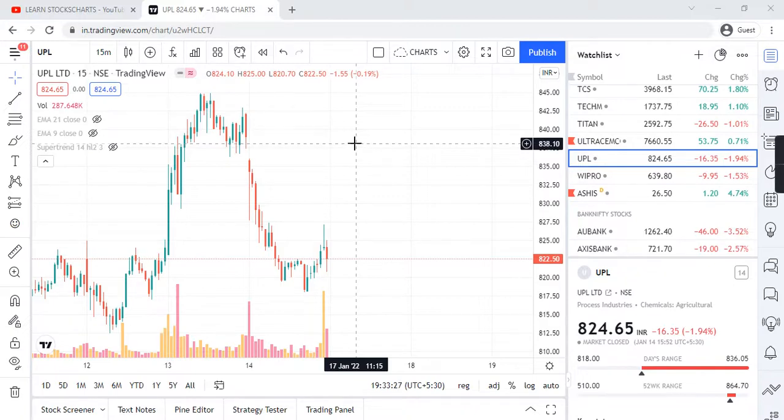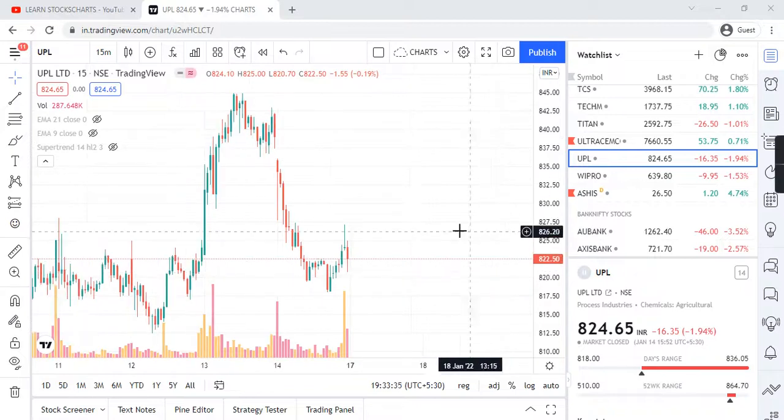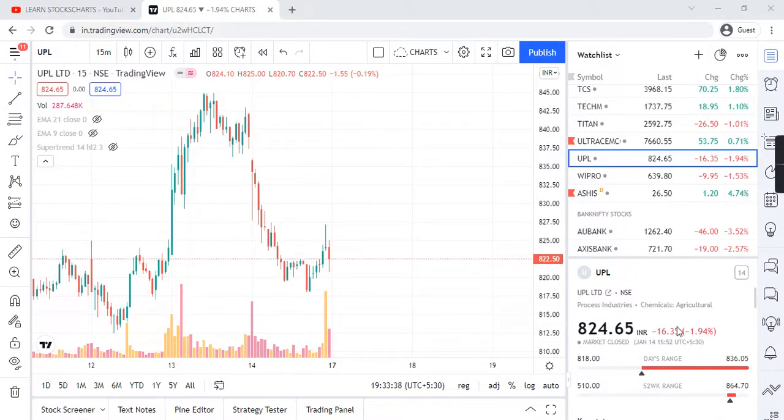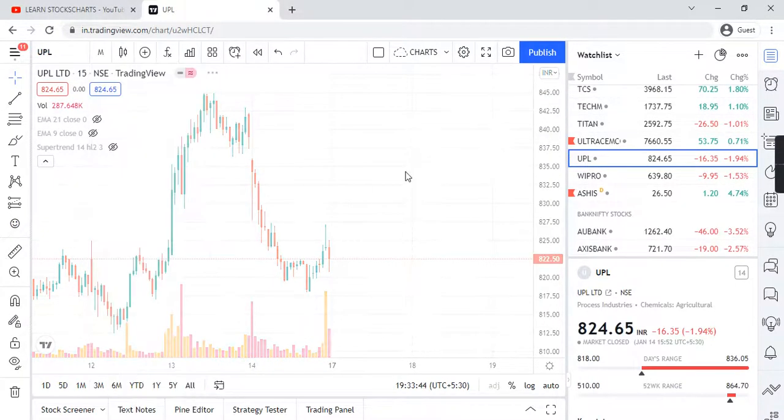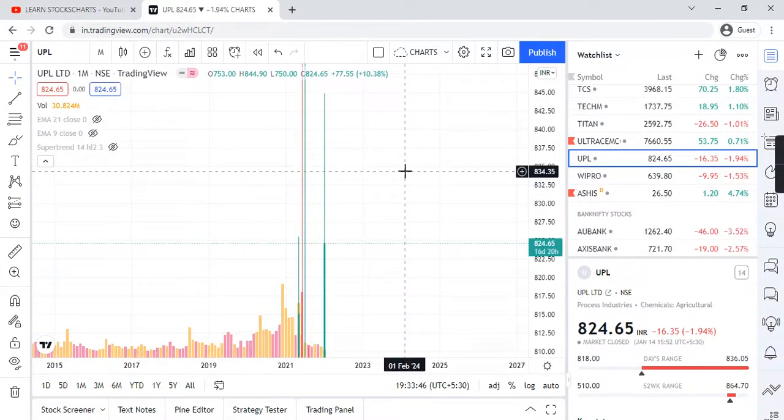So today I'm going to analyze the next Nifty 50 stock, that is UPL. It is related to process industries. UPL is right now running at 824 rupees 65 paisa. Let me see, my analysis moves from monthly to weekly to daily to hourly time frame.